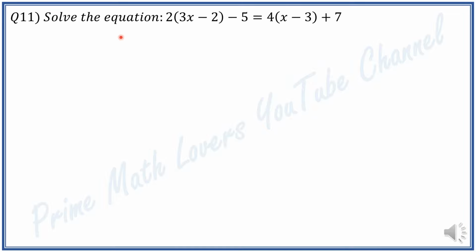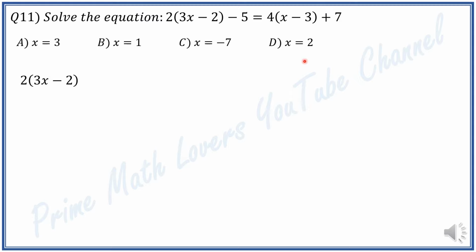Question 11. Solve the equation 2 times (3x minus 2) minus 5 is equal to 4 times (x minus 3) plus 7. Answers are x is equal to 3, x is equal to 1, x is equal to negative 7, and x is equal to 2.